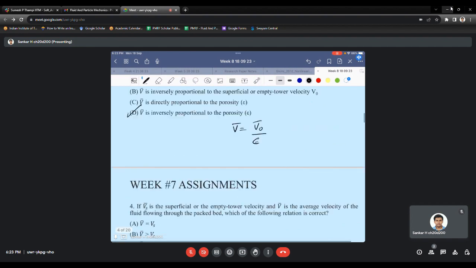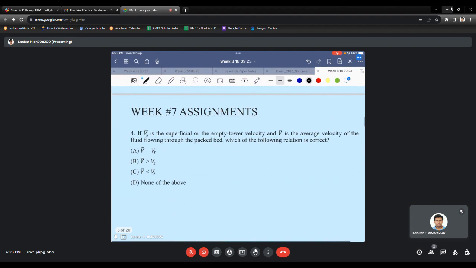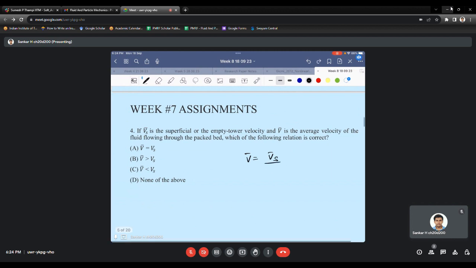So we know that from here we just wrote down the equation where, instead of V naught, we have Vs here. So the average velocity is given by the superficial velocity divided by the porosity, and the porosity will generally be less than 1. So yeah, therefore we can say that the average velocity will generally be greater than the superficial or empty tower velocity.